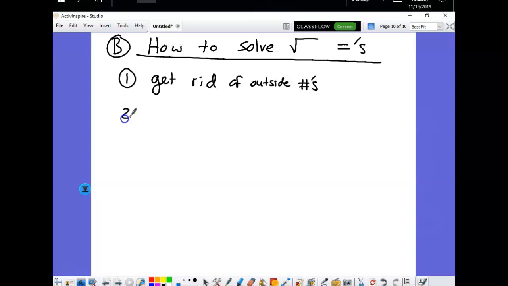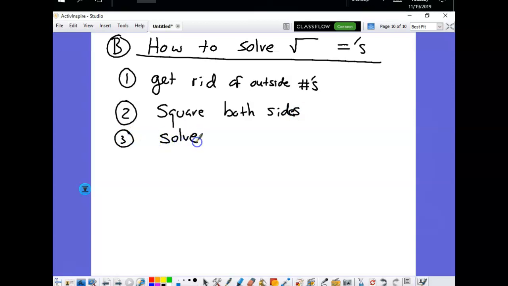The next thing you're going to do after that is cancel out your square root by squaring both sides of the equation. After that, you're going to solve. Easy ones to solve will just be like, get x by itself. The harder ones that we'll get to, you might have to do like the quadratic formula or factoring to solve them.